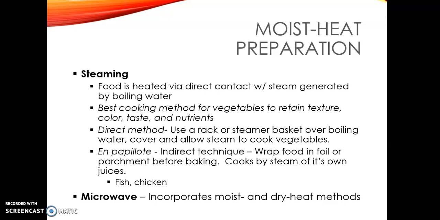Another way you can steam is en papillote, and this is an indirect method. This is when you wrap your food in foil or parchment paper just before baking. What happens is the water in the food is released into the packaging, and it cooks in its own steam. This works really great for fish or chicken, and also vegetables. And a microwave incorporates both moist and dry heat methods, and we'll continue to talk about that.